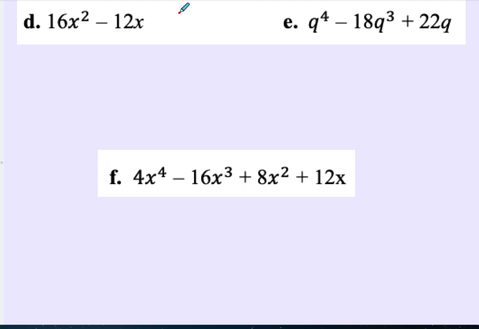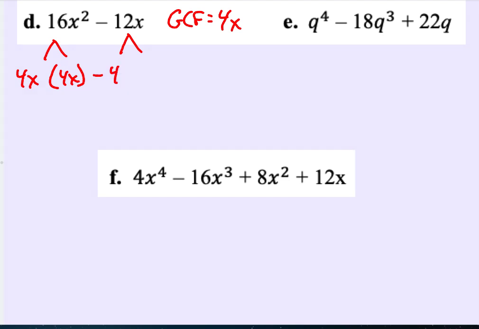So start by looking at what do they both have in common. Well, they can both be divided by 4, and they both have at least one x in them. So I'm going to break them apart using that 4x. So 16x squared is really 4x times 4x. And then 4x times 3 gives me 12x. So my factored form, pulling that 4x out front, gives me 4x minus 3 left over. So I took that bigger, more complicated polynomial and broke it into two pieces, a 4x and a 4x minus 3.